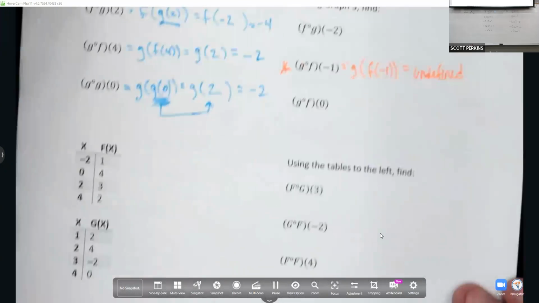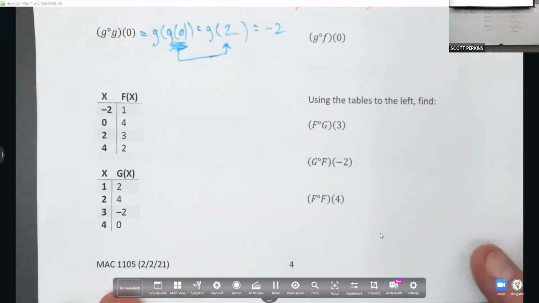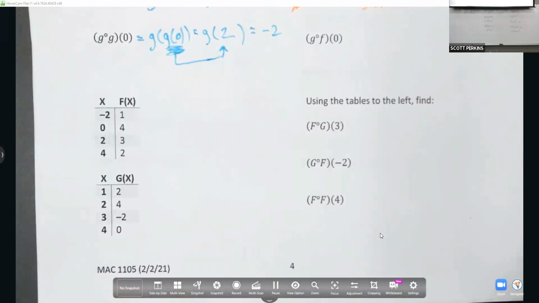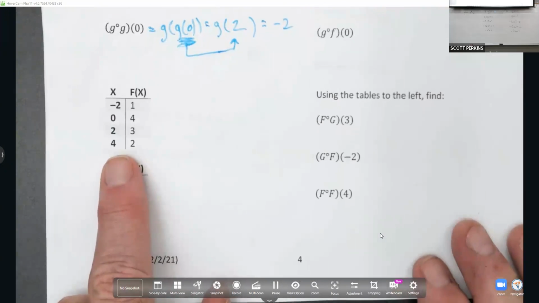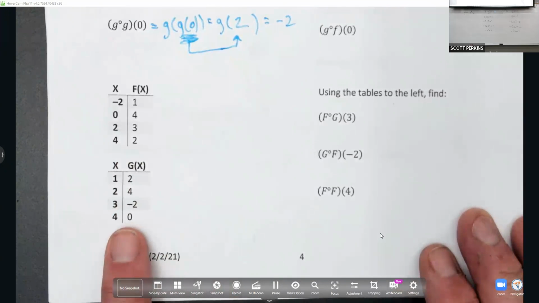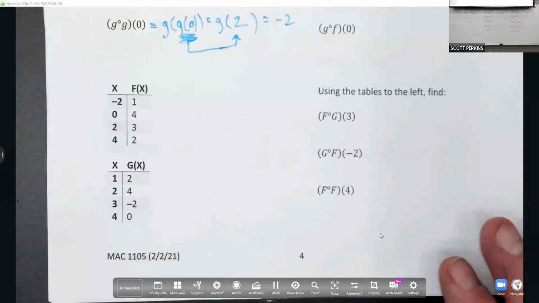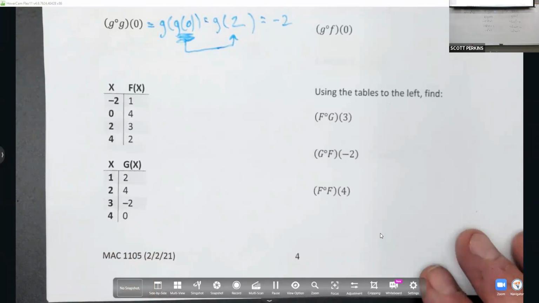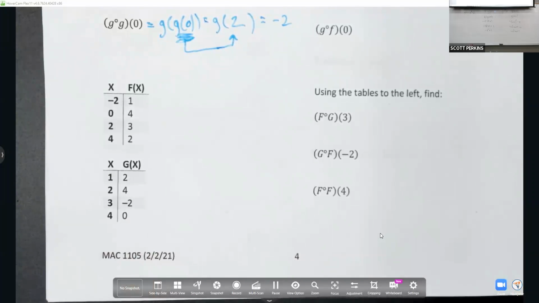Okay. With our final, we're going to do two more. Same thing we already did. The only difference here is now we're getting our values from a table instead of getting it from a graph or an equation. So let's do the first one, f composed with g of 3. The top table represents the relationship for f. The bottom table represents the relationship for g. Okay, so you're going to use both tables for f composed with g of 3.